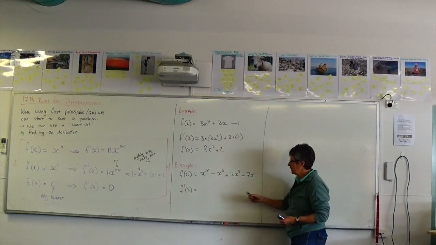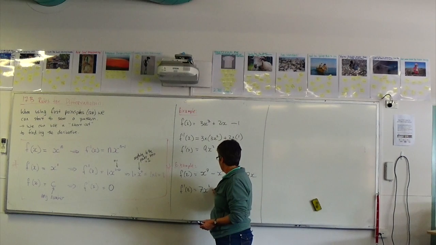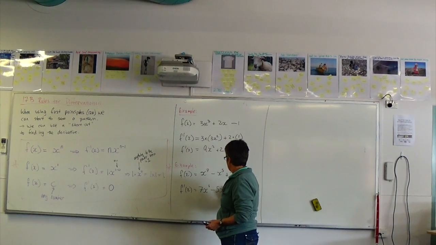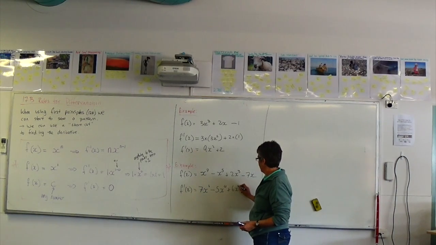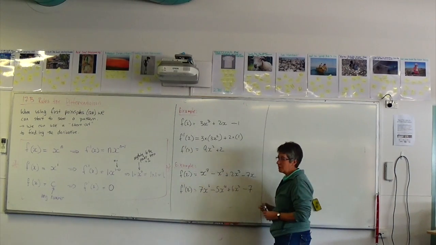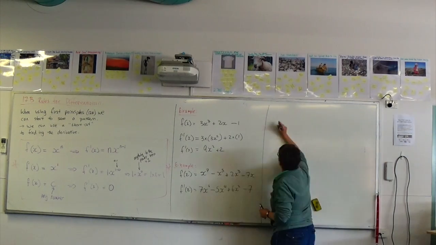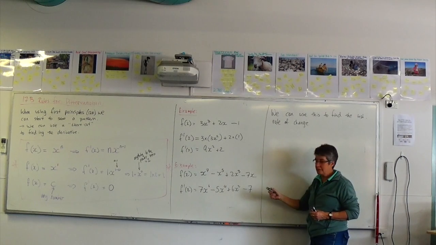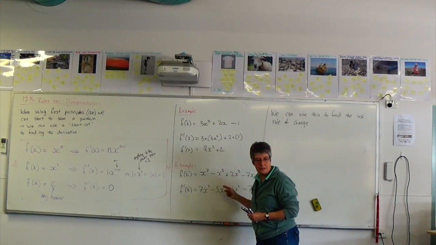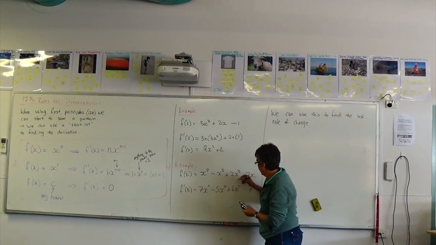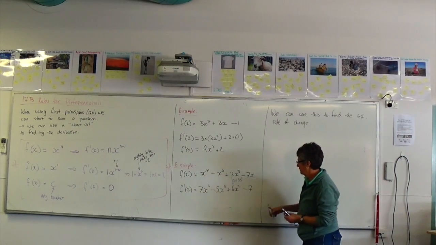Okay, so what's our answer going to be? 7x to the power of 6, minus 5x to the power of 4, plus 6x to the 2, minus 7. Beautiful. Does that make sense? You want me to write it down or you write? So from there to there was 2 times 3x squared.